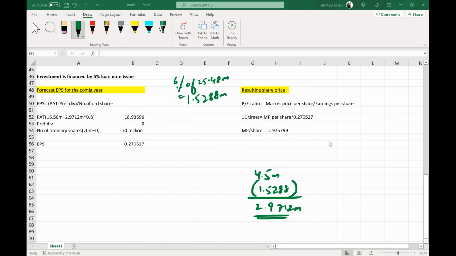So Amna, that's why I completely opened the description. If you are doing 16.56 plus 4.5 and directly taking 80%, you are doing wrong. Because 16.56 is already after tax. The tax has already been deducted. So you're again multiplying it with 0.8, that's wrong.